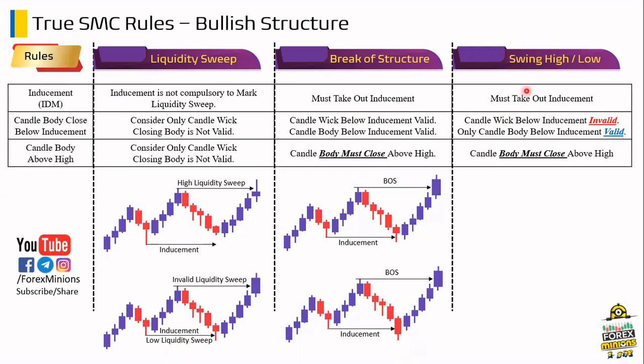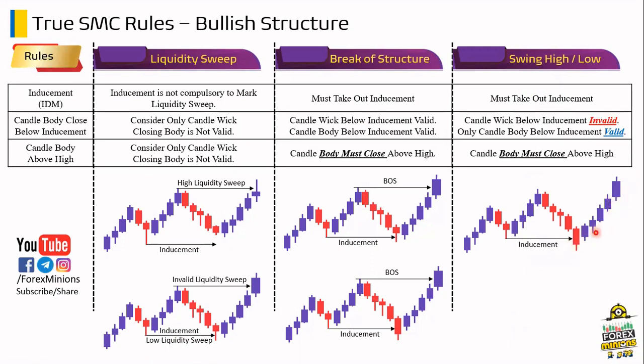Now let's observe the case study for swing highs and swing lows. Here, this is a candlestick chart. Now, as per the first rule, we will check inducement. Note, this is our inducement level. Now, the candle took out this inducement by candle body and moved higher.